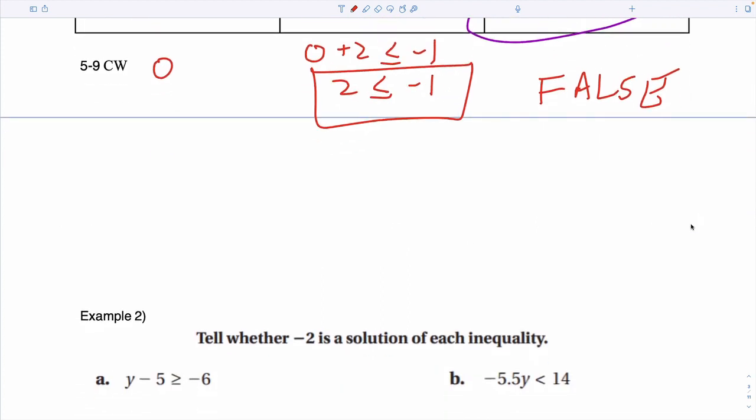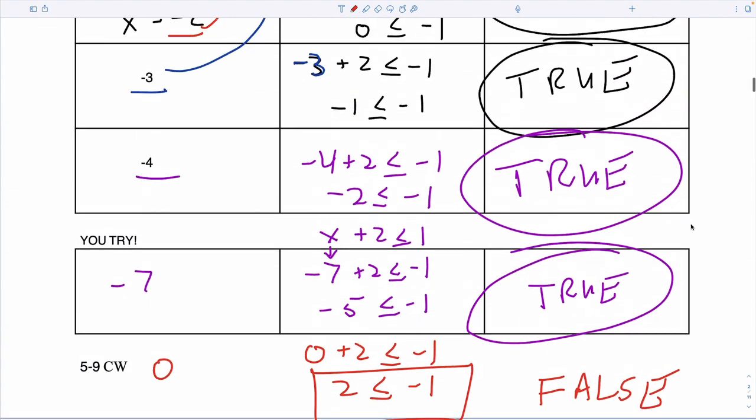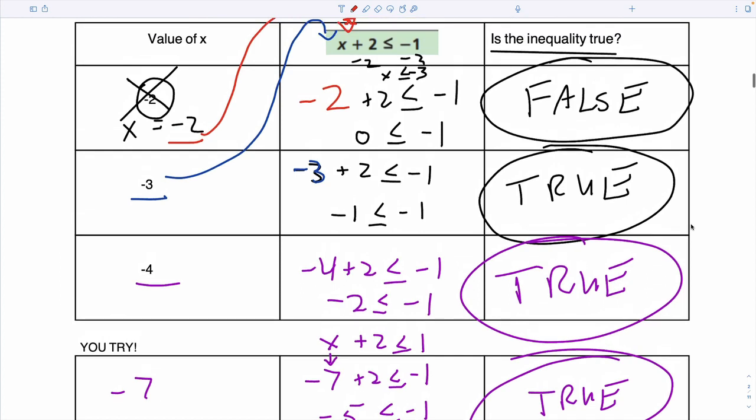3 would also work for being false. Anything basically above what number? Anything above negative 2. Negative 2 would be the cutoff because once you hit negative 3, it's true. So in between negative 2 and negative 3.